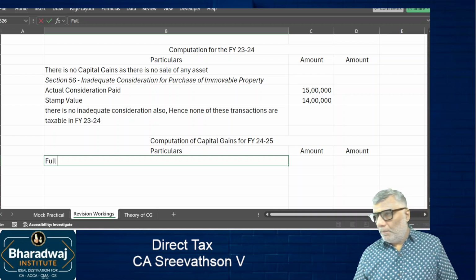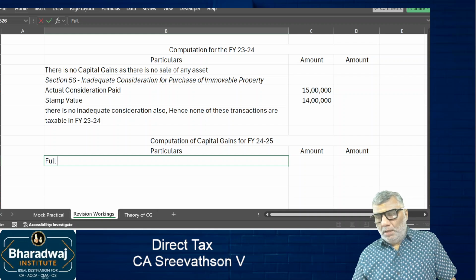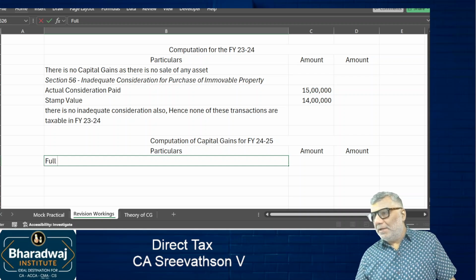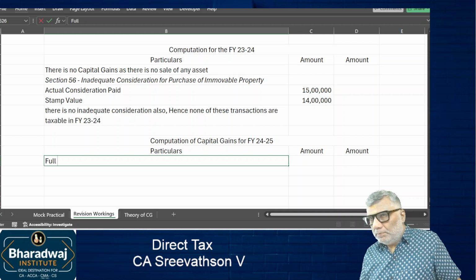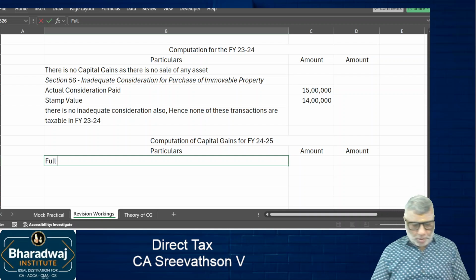Why? Because he's acquiring one more additional house property. On the date of investment, he should not hold more than one property. Not all together, on the date of. I'll just check and come back. I'll revert to you. Okay.